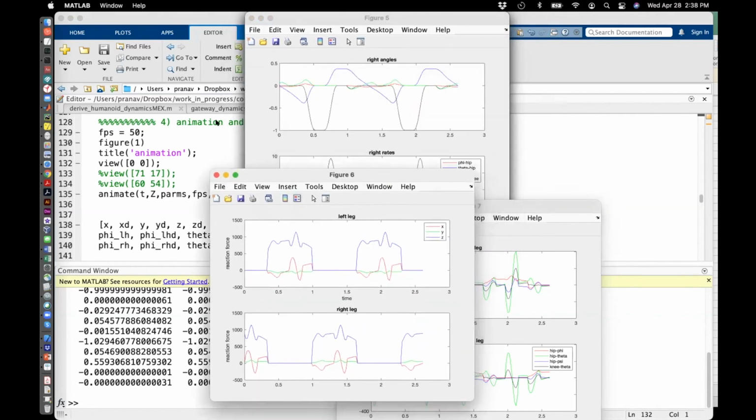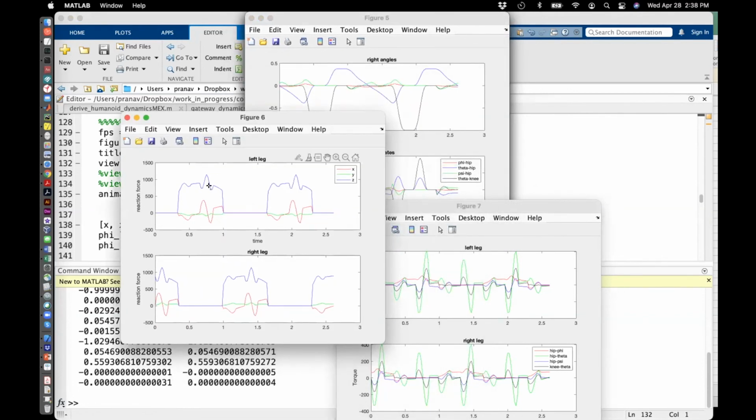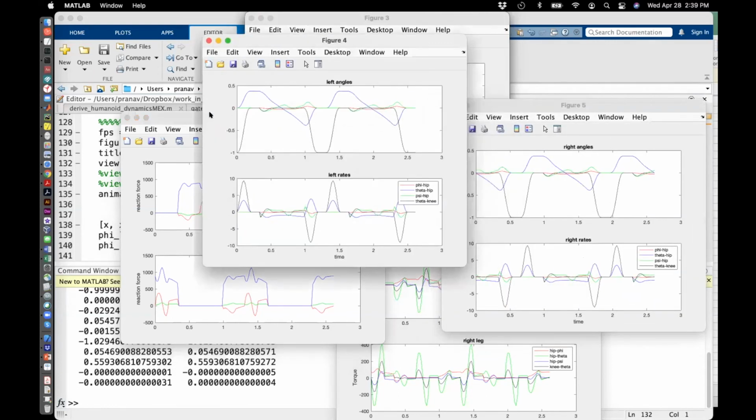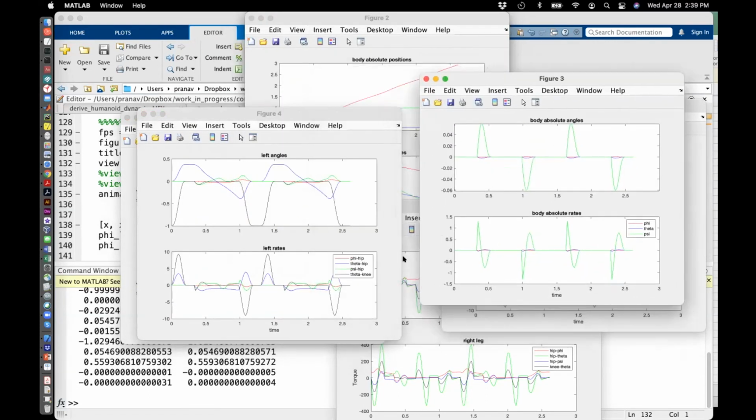And you can see the forces. I used a mass of 70 kg, approximately the mass of a human. The reaction forces are about 1,000, which means about 100 kg. So 70 kg is the body mass, and then it's 15 kg in the legs, so the total mass is 100 kilograms. It's quite a heavy person. Then we have left legs, right angles. I was just trying to see the torques, if I can find it.